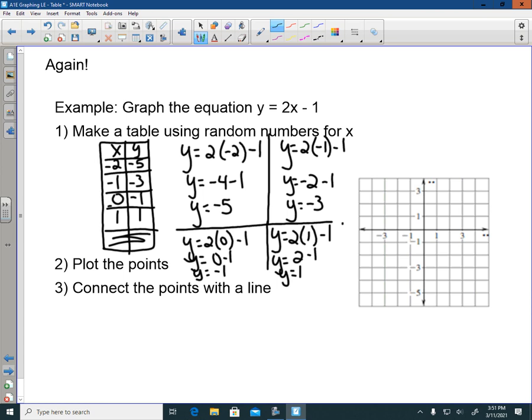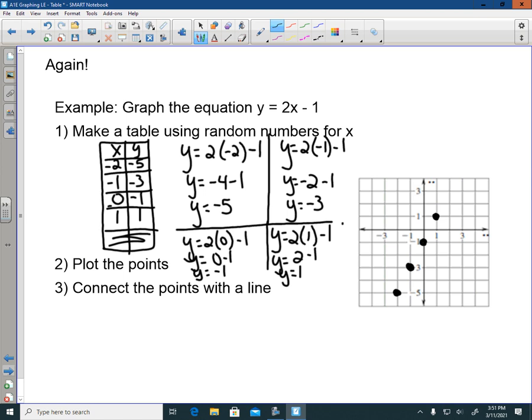All right, let's plot these as points. We want negative 2, negative 5. So we're going to go to the left 2 and down 5. There it is right there. And then we have negative 1, negative 3 right there. And then 0, negative 1 is here. See how they're on a line? It'll work like that every single time. And then 1, 1 is here.